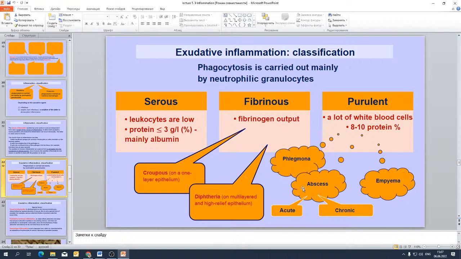For example, abscess may be localized in different organs. For example, in brain, in lung, and maybe liver, maybe kidney, different organs. Empyema is localized in whole organs or cavities. For example, appendix, tubes, maybe a cavity, the pleural cavity. I told about cavity. Okay.